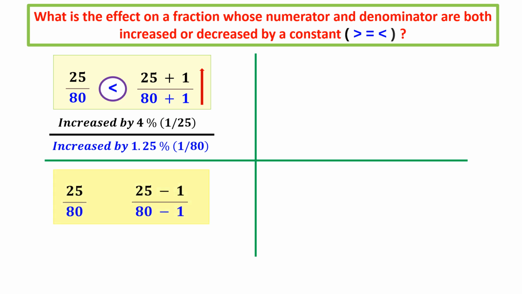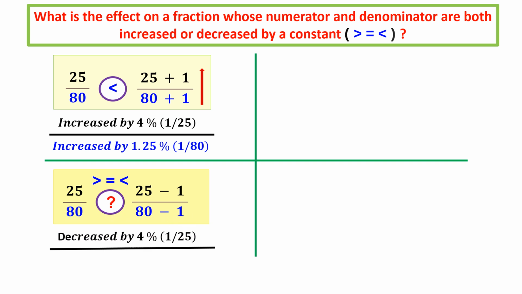Look at the second case, which is still less than 1. We subtract 1 from both numerator and denominator. We see that the numerator decreased by 4% and the denominator decreased by 1.25%. So the fraction becomes less.